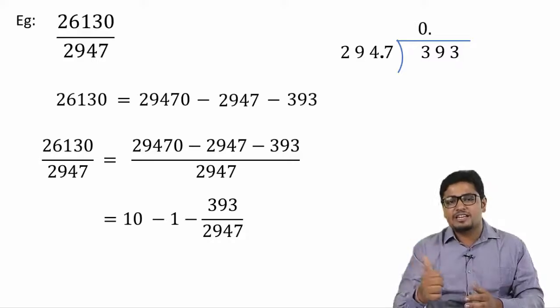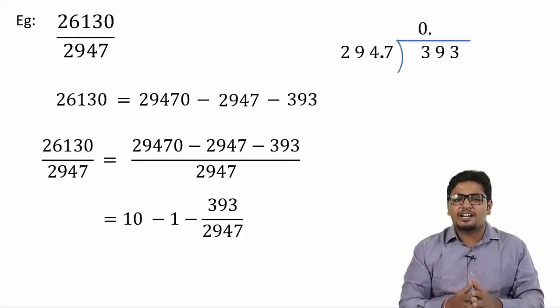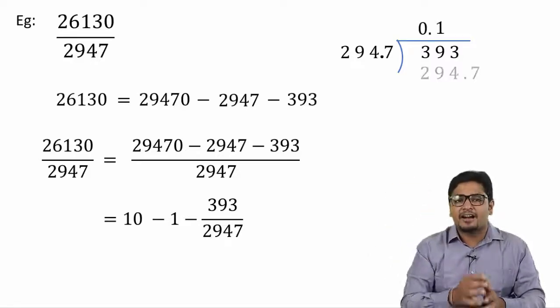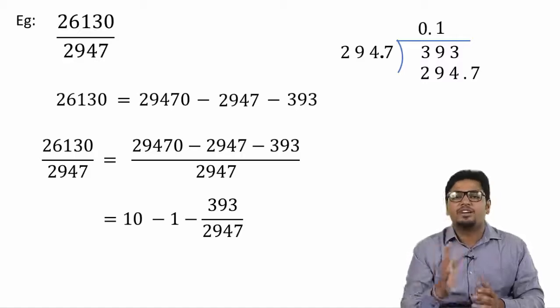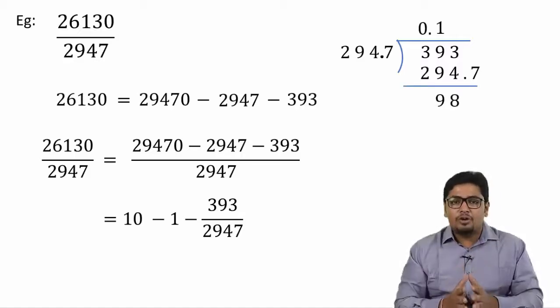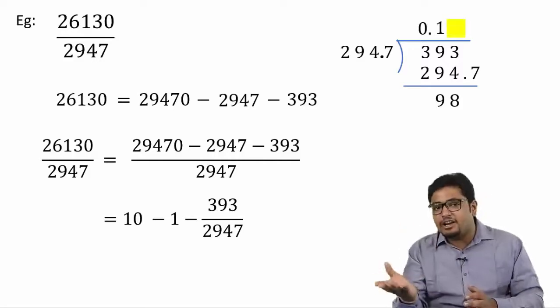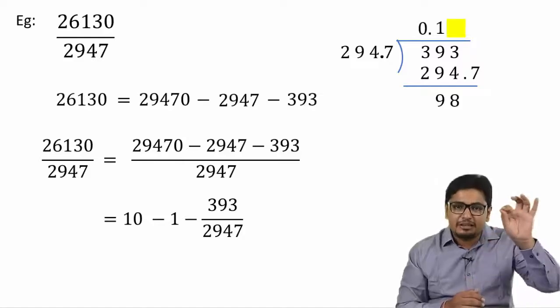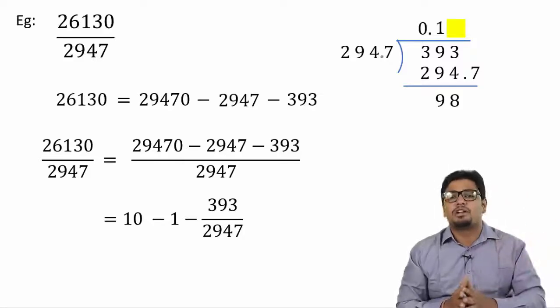Now we have this equation. We know that it will go only one time. We write 1 in the quotient and subtract 294.7 from the dividend. We get 98. Now we have to find the second value after the decimal in the quotient. So we shift the decimal in the divisor one more place to the left.